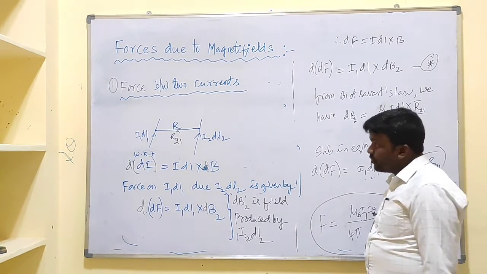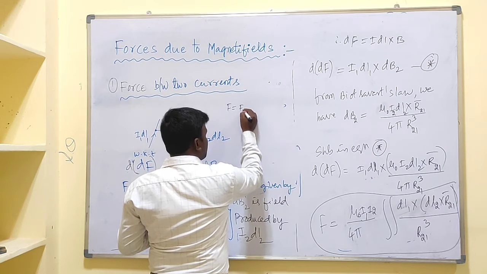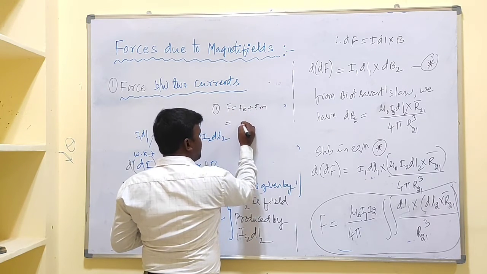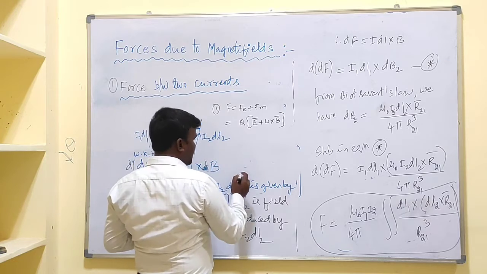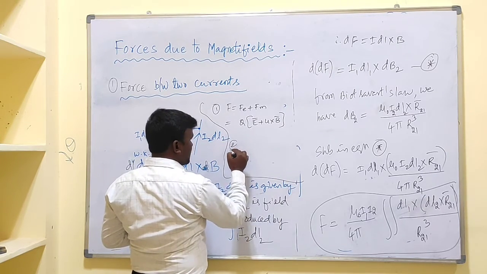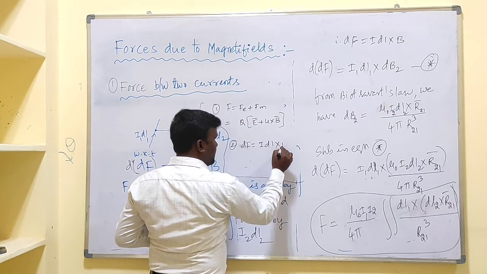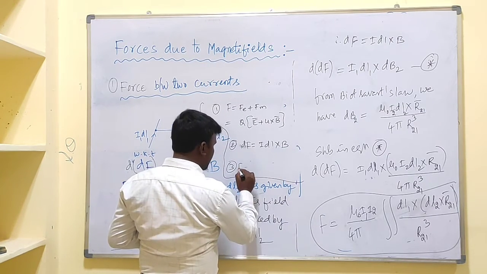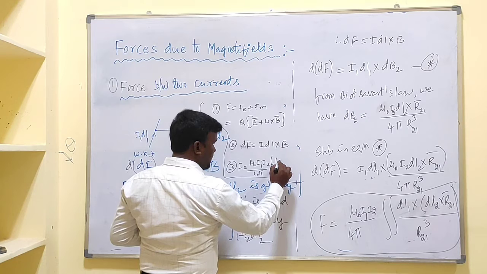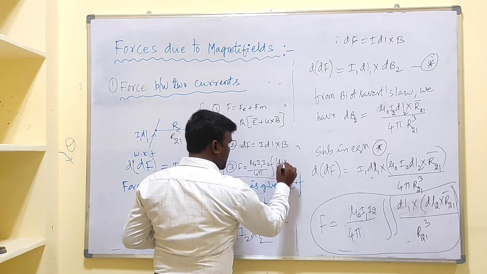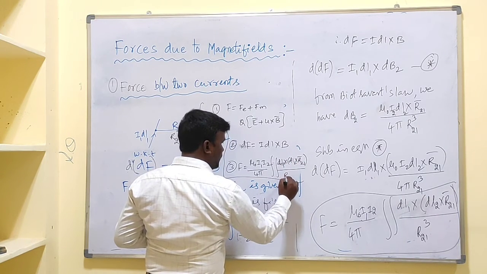This is all about forces due to magnetic fields. We have three forces. The force on a charged particle is given by F equals Fe plus Fm, that is Q into E plus U cross B. The second one is the force on a current element, given by dF equals I dl cross B. The third one is F equals mu naught I1 I2 by 4 pi, double integral of dl1 cross dl2 cross r21 bar by r21 whole cube.